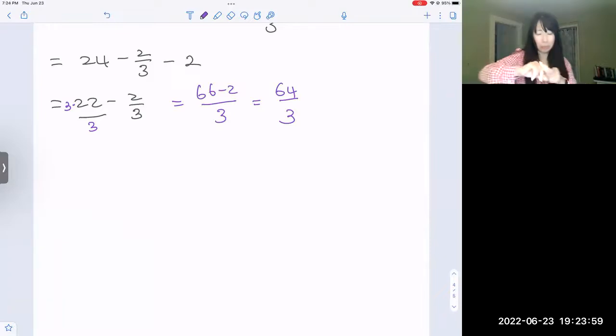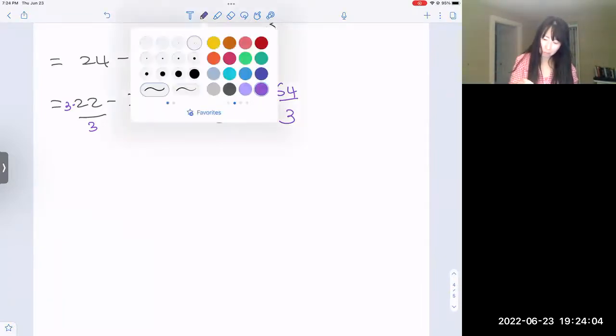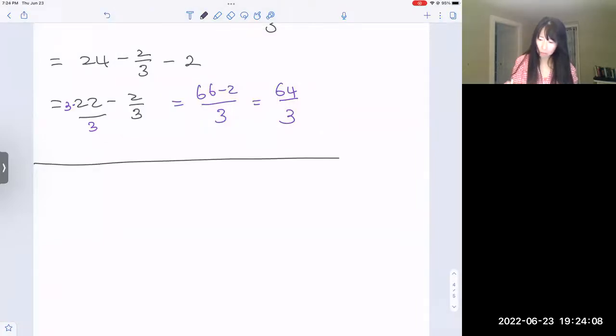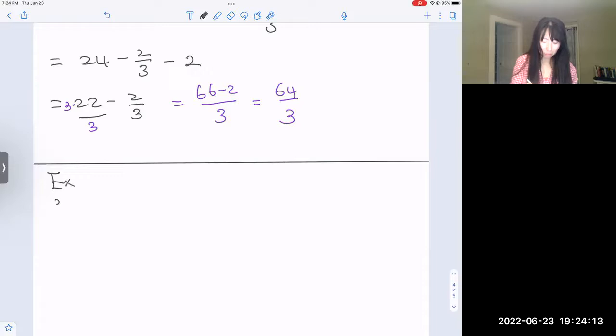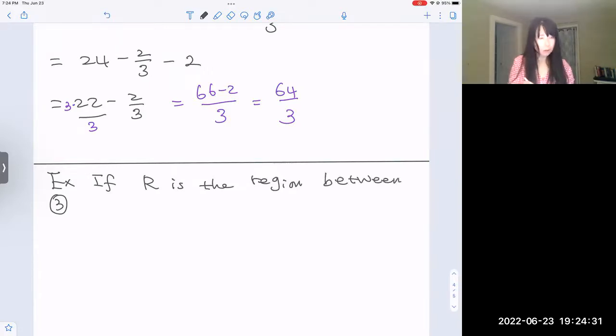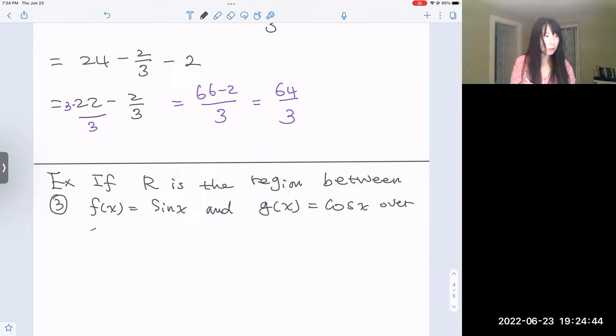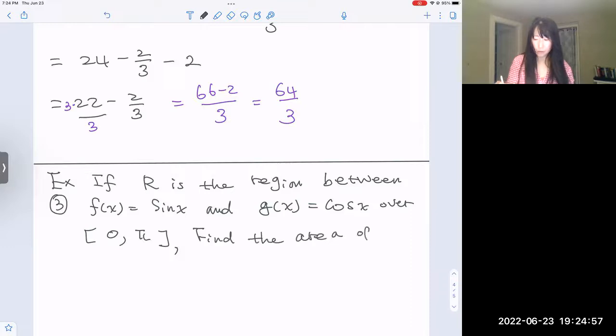Find the area between the functions f of x equal to sin x and g of x equal to cosine x over the interval 0 to pi. Find the area of region R.